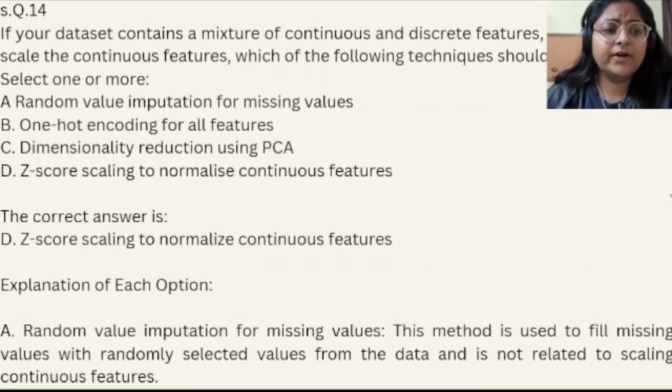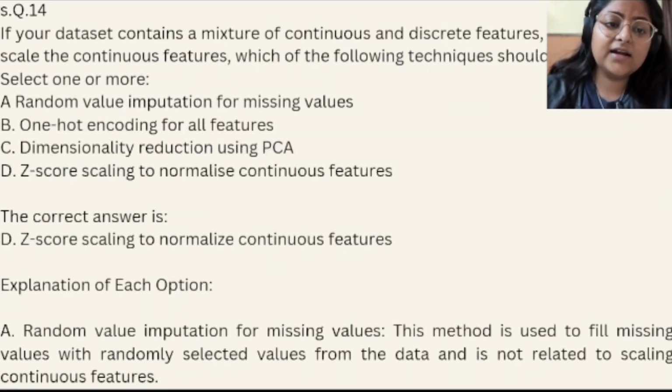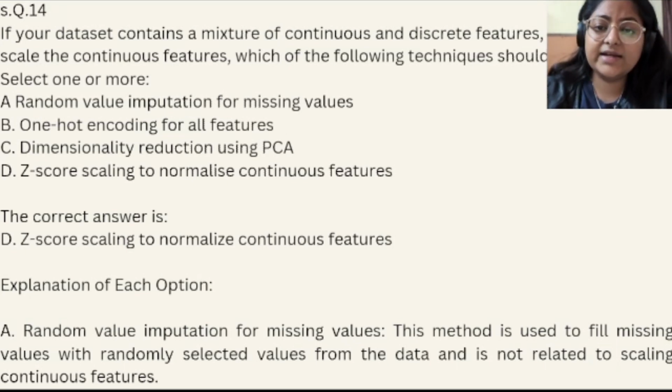Now moving forward, next is question number 14. If your dataset contains a mixture of continuous and discrete features and you need to scale the continuous features, which of the following techniques should be applied? You can select one or more options. Option A is random value imputation for missing values. Option B is one hot encoding for all features. Option C is dimensionality reduction using PCA. And option D is Z-score scaling to normalize continuous features.